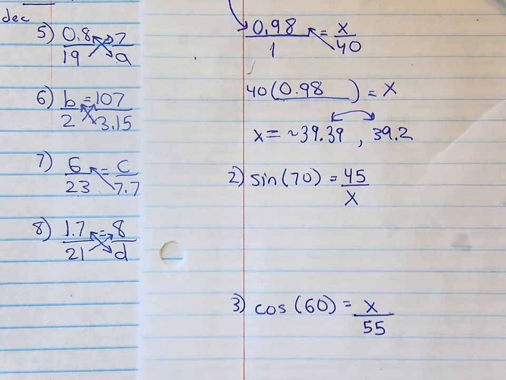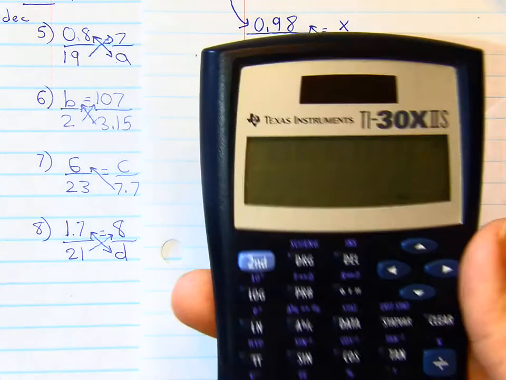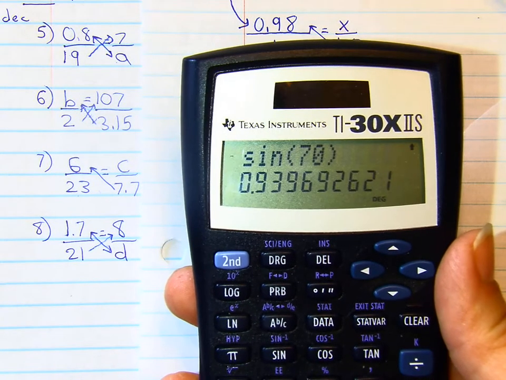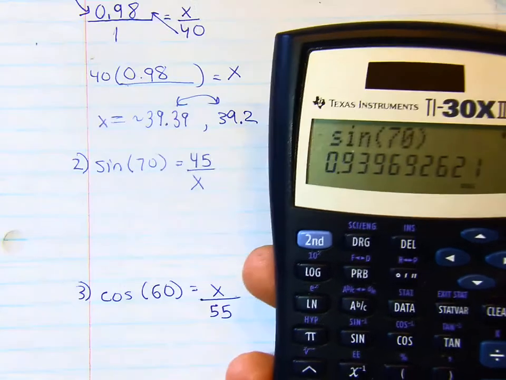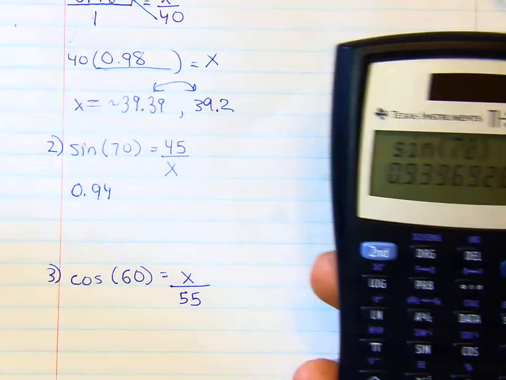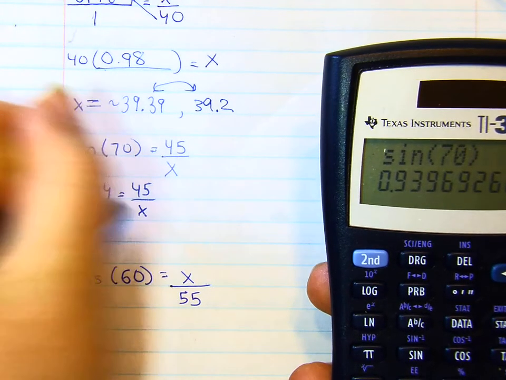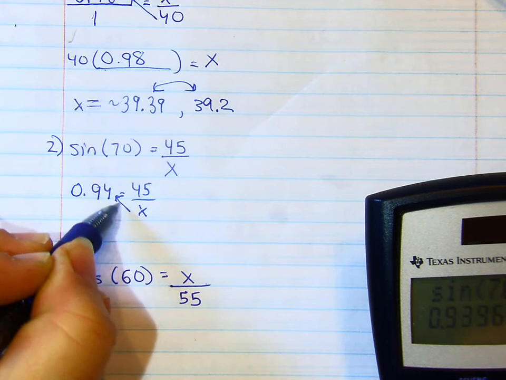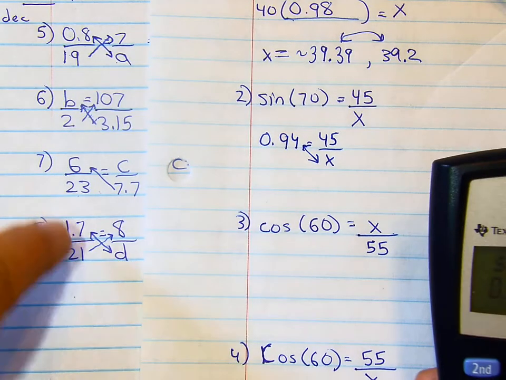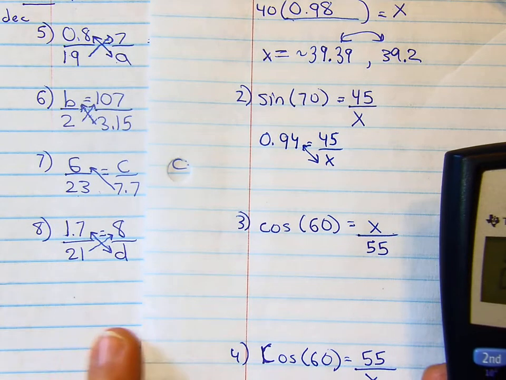So let's come down to number 2, sine 70. Okay? So I'm going to go to my calculator. I'm going to hit sine 70, and I'm going to change it into a decimal. So I have 0.94 equals 45 over x. Well, I already learned in my previous example in working with proportions that if I have the variable in my denominator, I can just switch those.